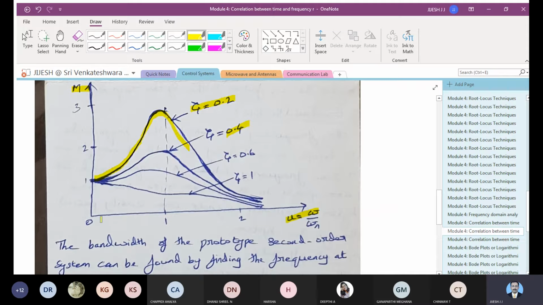So further, we will discuss the bandwidth.